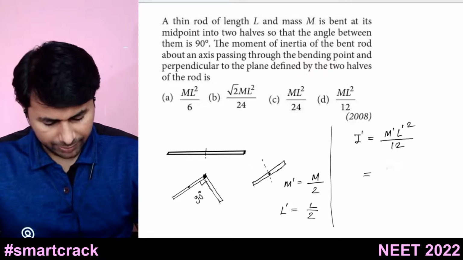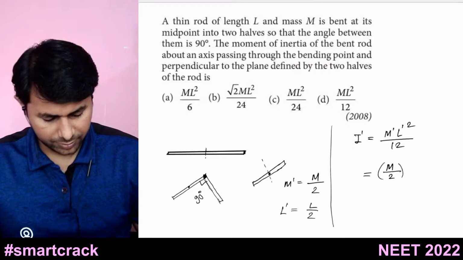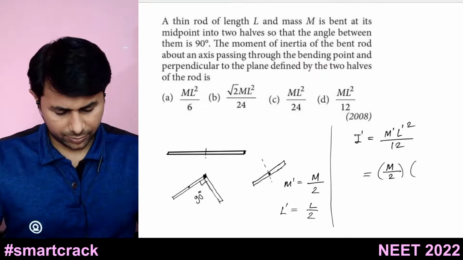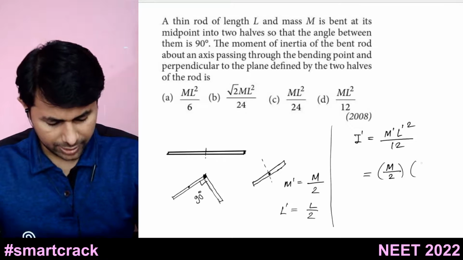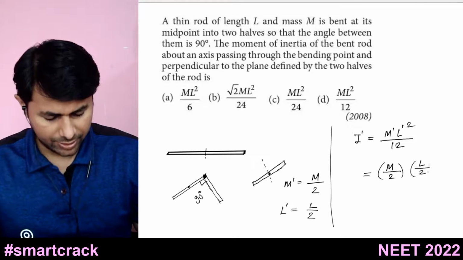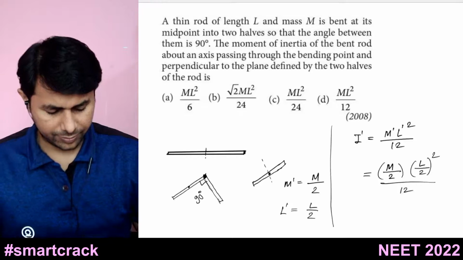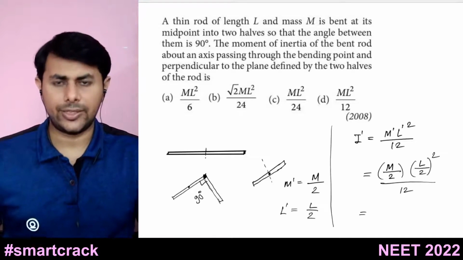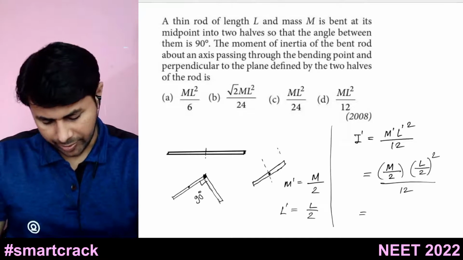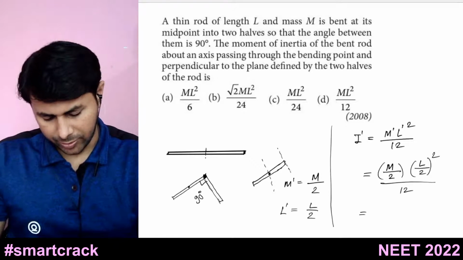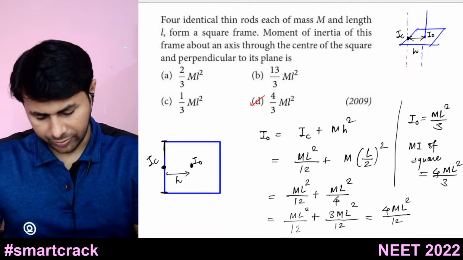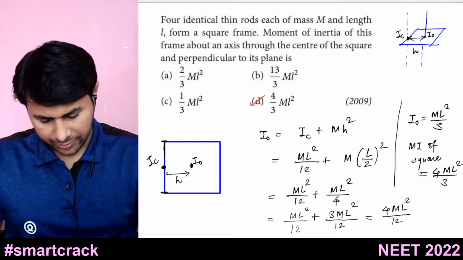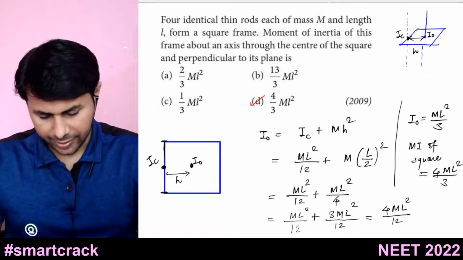So it is m by 2 into L square by 12. Okay, so it is L dash, which is (L by 2) square upon 12. If you solve this, you will get some value. But in the last problem, we found the moment of inertia about this point. So what is the moment of inertia about an edge? For a rod, it is ml square divided by 3.